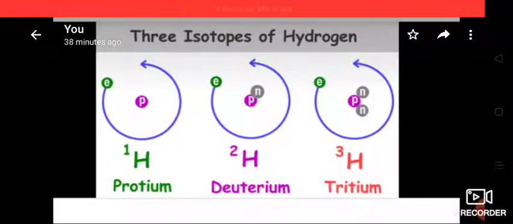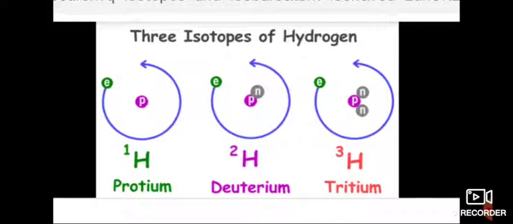There are three isotopes of hydrogen: protium, deuterium and tritium. Protium contains only one electron and one proton. There is no neutron. So which element does not have a neutron? You can take the example of the isotope of hydrogen, that is H-1, protium. Deuterium has all the subatomic particles: one electron, one neutron and one proton. Tritium has one electron, one proton and two neutrons.